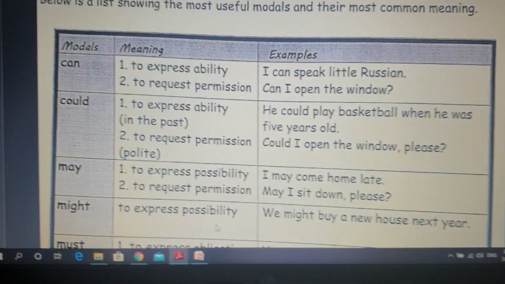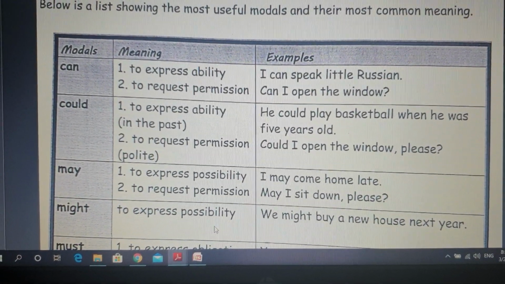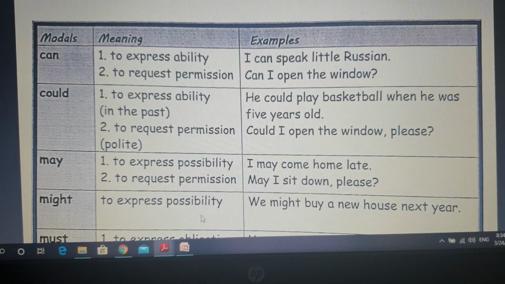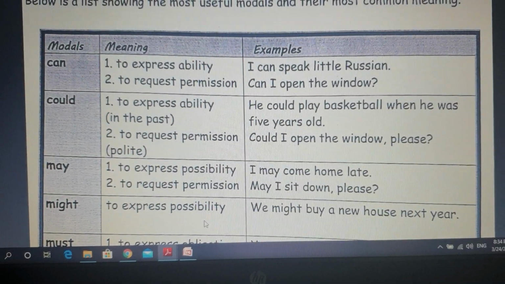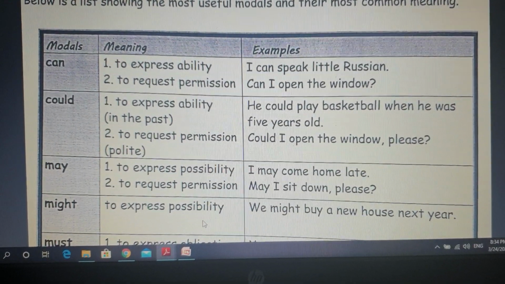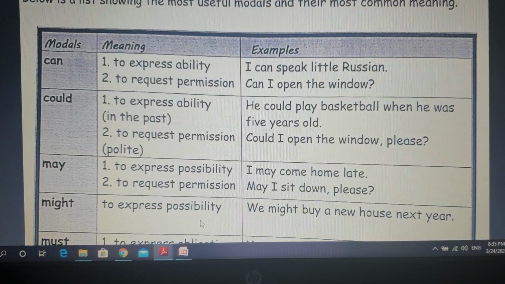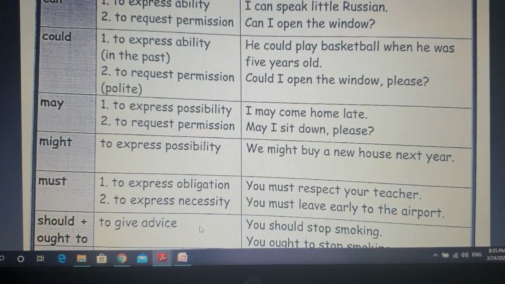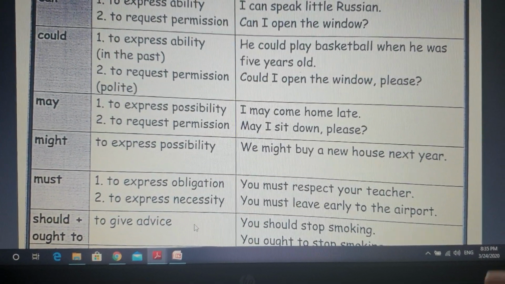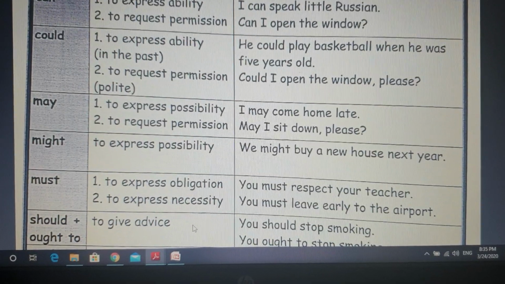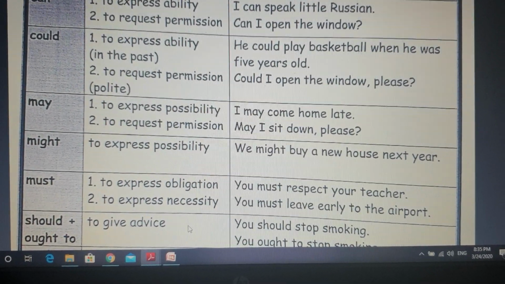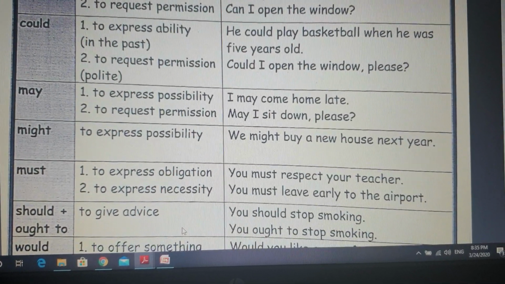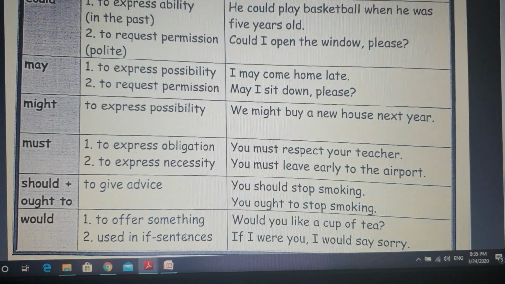Can, to express ability or to request permission. Here are the examples, you can read them. Could is the past of can, to express ability in the past or to request permission to be polite, more polite than can. May, to express possibility or to request permission. Might, to express possibility, we might buy a new house next year. There's no difference between may and might.